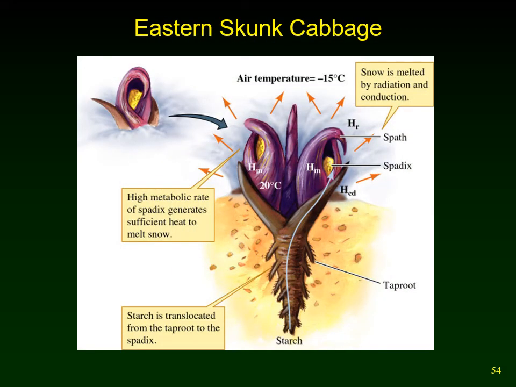So here's a picture from your book showing you that the equations that we've been talking about have it generating quite a bit of metabolic heat in the flower, which is going to melt the snow, and it's going to just stick there up above the surface. So the air temperature can be minus 15 degrees Celsius, and this little guy's poking its flower out of the snow and has a nice flower temperature of 20 degrees Celsius. So quite a difference, 35 degrees Celsius difference in temperature.